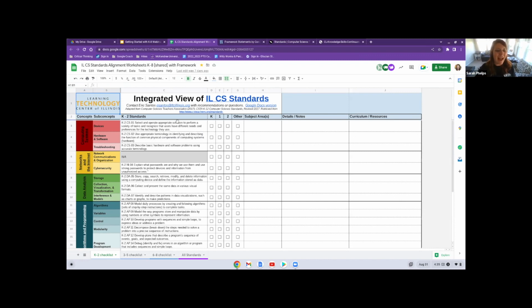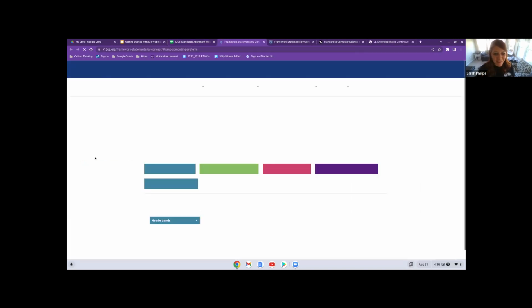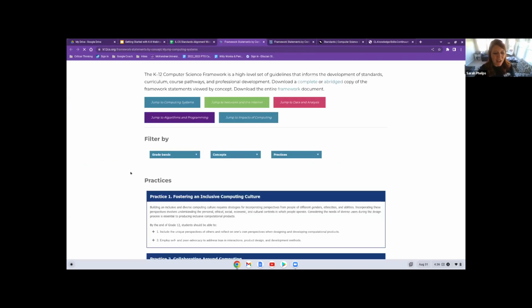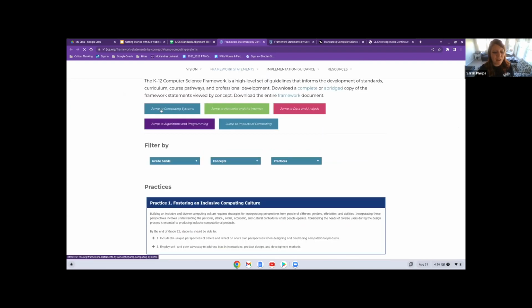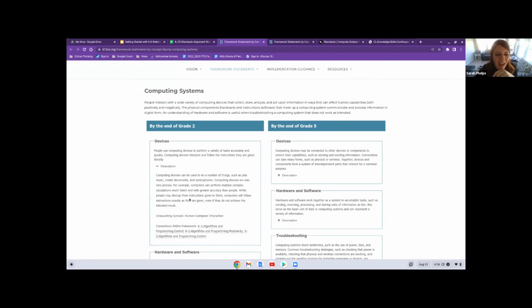You have the standards here. And then if you are like, okay, hold on, I'm not sure what this standard means, I need more clarification, you can click the name of the subcategory and it will take you to the framework. And so then you can say, okay, what does computer systems mean at kindergarten? You can come to the framework and see, okay, for devices, oh, yes, they have to follow instructions. Okay, got it. And like I said, this framework's even going to give you some examples of ways that you might incorporate it into your classroom.